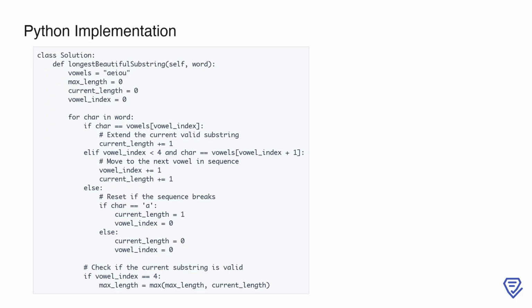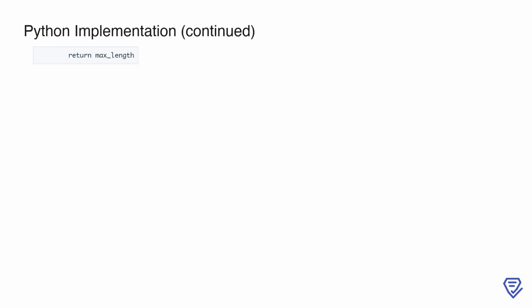Finally, whenever the vowel_index reaches 4, indicating that we've successfully passed through all vowels in order, we update max_length to store the maximum length found so far. At the end of the function, we simply return max_length, which holds the length of the longest substring where all the vowels appear in order. This ensures that the result reflects the length of the largest valid sequence found within the input string. With this, the implementation is complete, and the function efficiently evaluates the input for the desired condition.